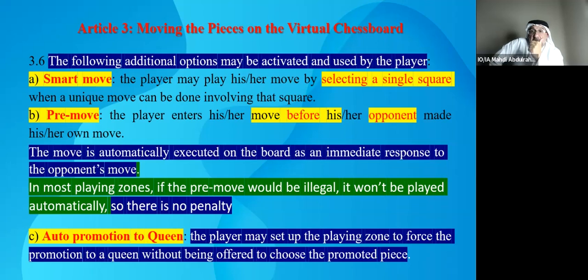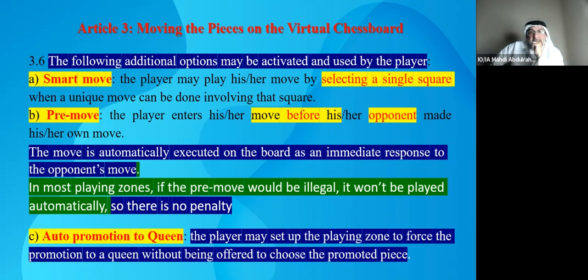So here it is the responsibility of the players, not the arbiter. What is smart move? The players may play a move by selecting a single square when a unique move can be done involving that square. So this is smart move. The player is responsible for making this option active.